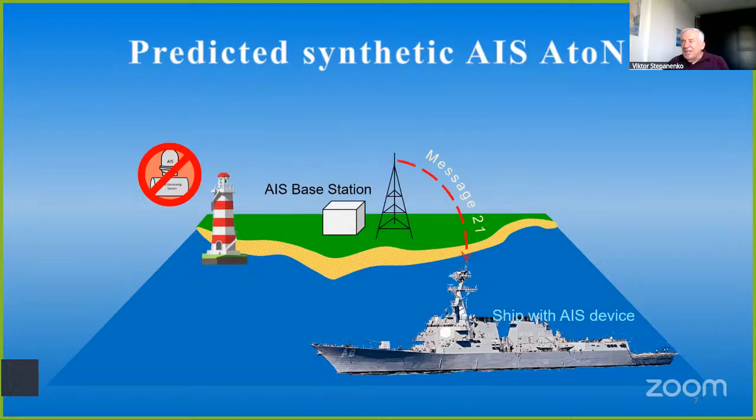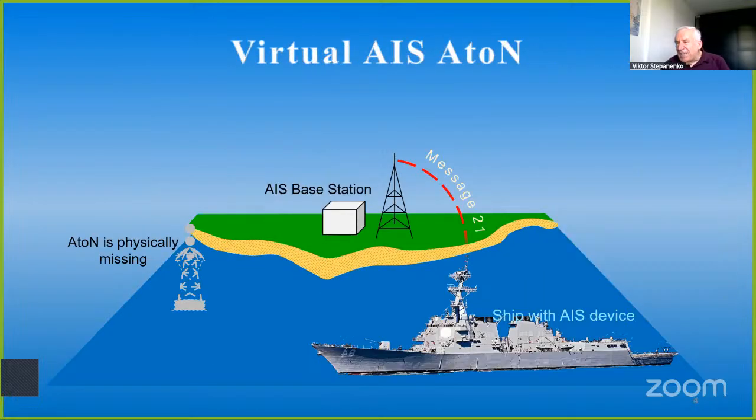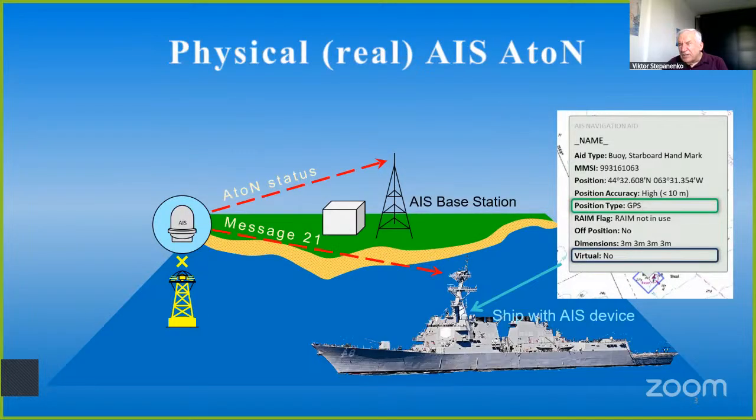Slide number 3. This slide shows the same case as the previous one, but additionally, we can see the information panel of the physical aids, which is displayed by the vessel's navigation system. In the MMSI row, we have a unique 9-digit number of the Maritime Mobile Service Identifier. Digits from 3rd to 5th form the so-called Maritime Identification Digits, MID, which determines the legal status of the AtoN.